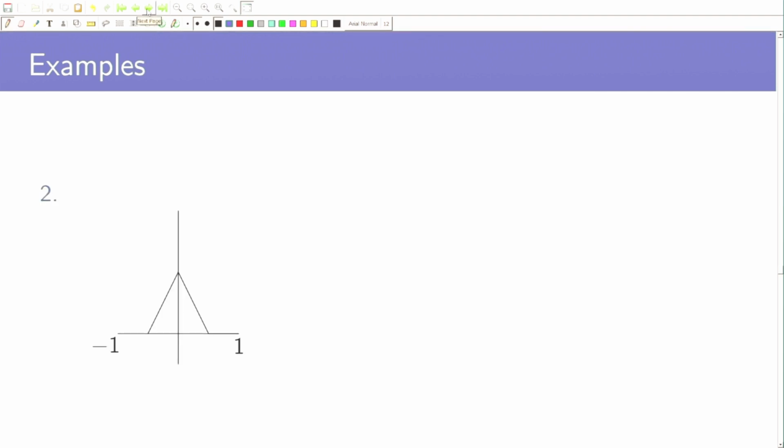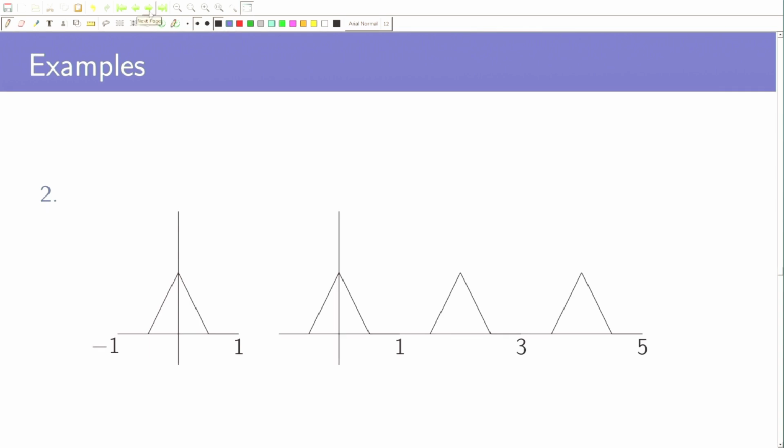Similarly, suppose I have a function here, and suppose this is minus 1 half, this is 1 half, this triangle function. Then how does the extended function look? This is what it is going to look like. The copies of the triangles have been pasted.